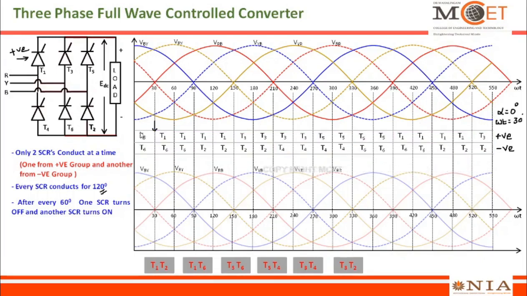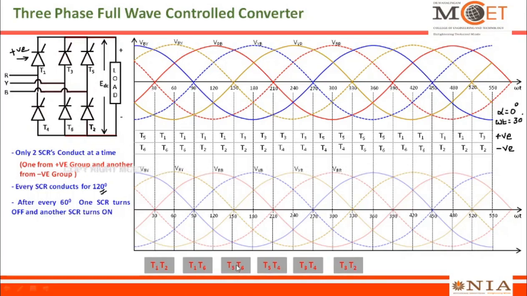So now, during the first 30 degree duration, T5 and T6 will be conducting. During the next 30 degree duration, T1 and T6 will be conducting. So now I can see what all the thyristors will be conducting at each 30 degrees. From the first 30 degrees, T5 and T6 are conducting. So let us see what will happen if T5 and T6 are conducting in this circuit.